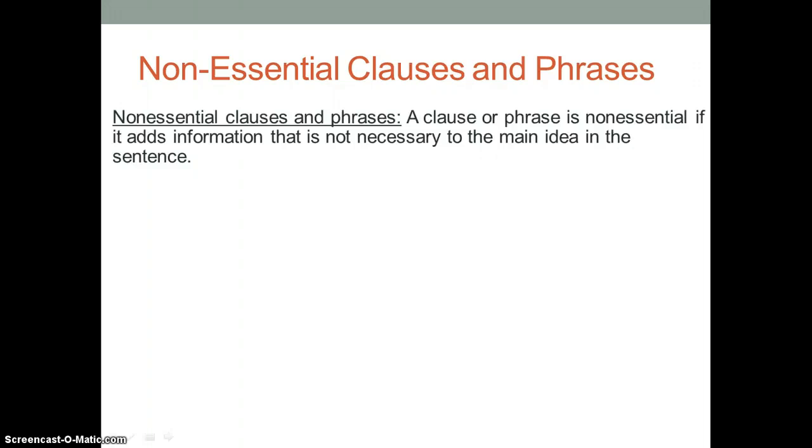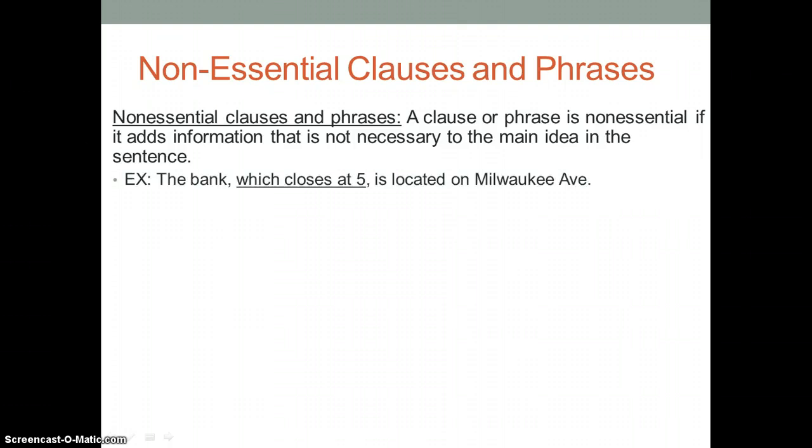A non-essential clause or phrase is a clause or phrase that adds information that is not necessary to the main idea in the sentence. So for example, the bank, which closes at 5, is located on Milwaukee Avenue. The main point of this sentence is that the bank is located on Milwaukee Avenue. The fact that it closes at 5, this interrupter here, is helpful information, but it's not relevant to the main point of the sentence. It simply adds bonus information. So we use commas to offset that interrupter.